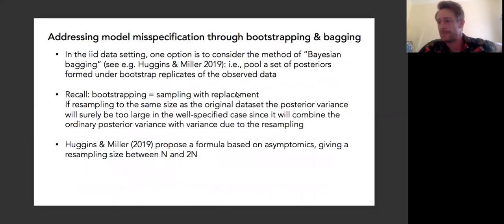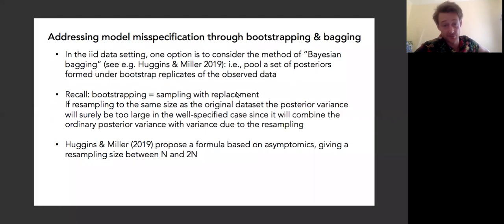So then, in the recent literature, there's been a return to enthusiasm for bootstrapping types of measures, which used to be very popular in astronomy. One method to try to deal with misspecification is a technique called Bayesian bagging, in which we don't just look at one posterior, we look at a pooled set of posteriors formed by making bootstrap replicates of the observed data set. This is focused on the IID setting, where all the observations are identically distributed, so we're not really focused on the regression setting here.